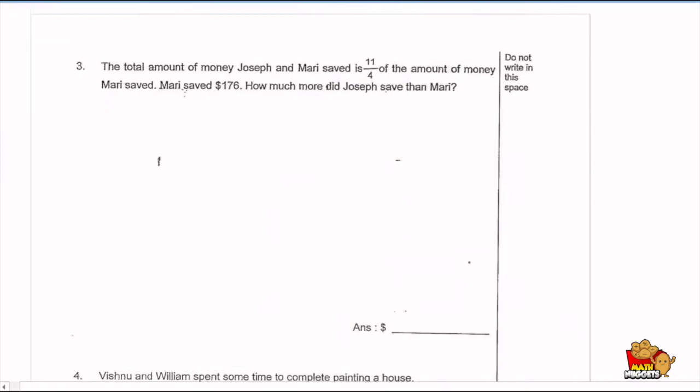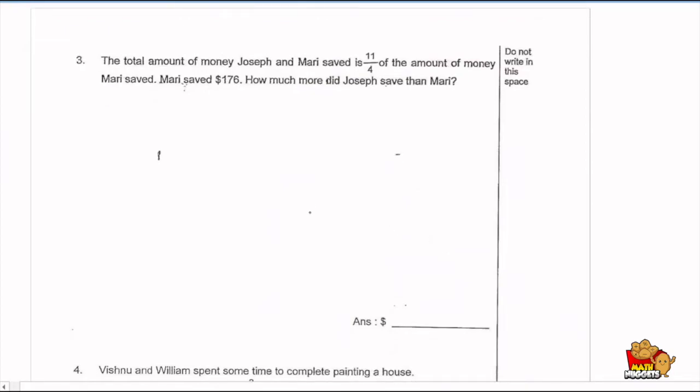Question 3. The amount of money Joseph and Mary saved is 11 out of 4 what Mary saved. So this tells us that 11 will be the total of Joseph and Mary, and 4 would be Mary. So we have Joseph is to Mary. We know that Mary is 4, and if the total is 11, Joseph will be 11 minus 4, which is 7 units.